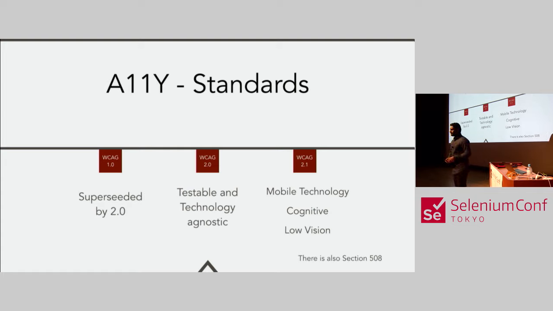Talking about the standards itself, given different countries have different laws and acts, what is the actual standard that they should achieve? It's nothing but WCAG, which some of you have probably heard about. It's the Web Content Accessibility Guidelines. There are different versions: 1.0, 2.0, and then 2.1. 2.1 is not very new, but a couple of months ago they released it, and it focuses more on mobile technology, cognitive and low vision impairments. And as you see at the bottom, there's also something called Section 508, which is especially for Americans. They follow a different standard, which is more or less like WCAG 2.0.